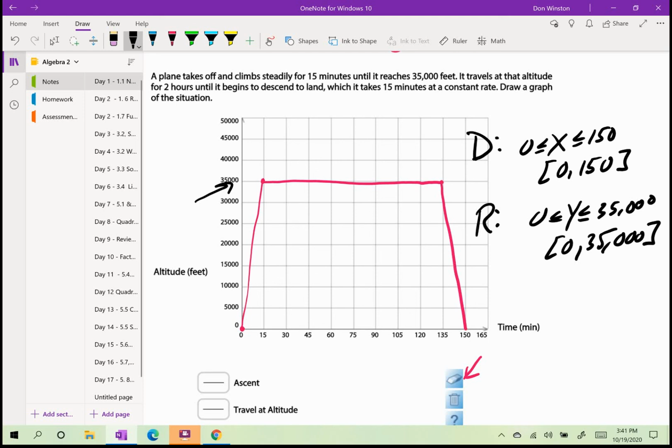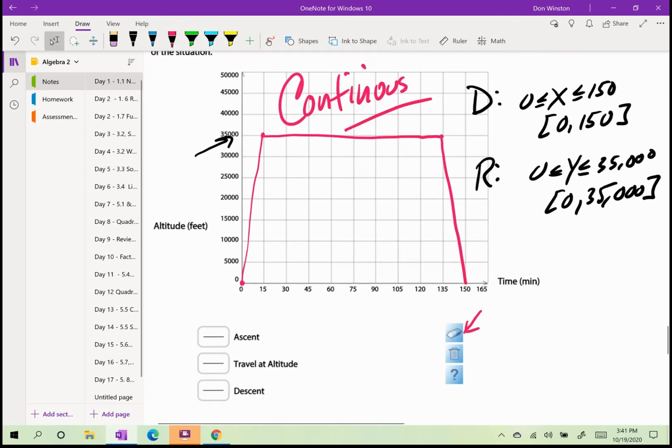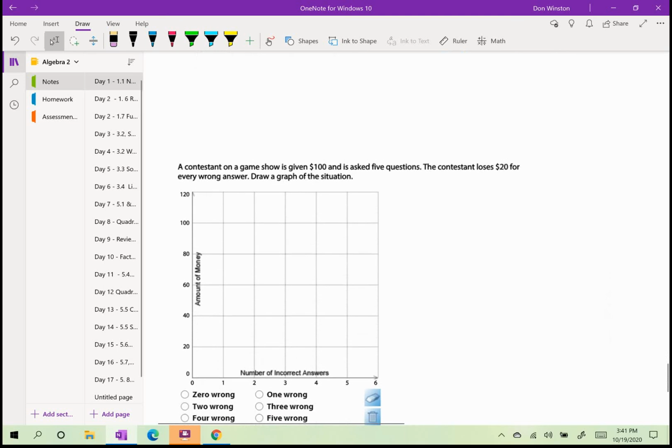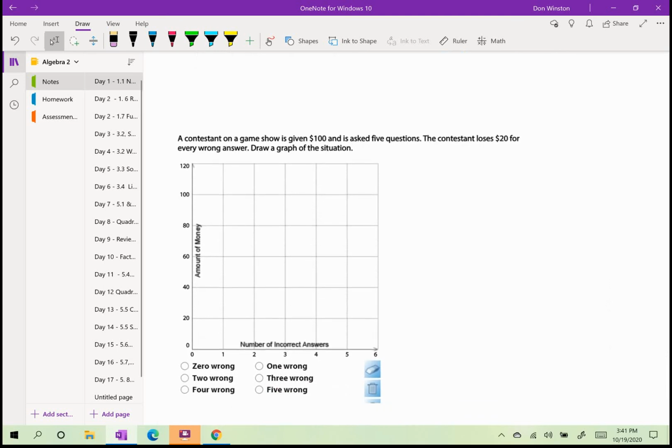And this is a continuous graph, right? Time is continuous. It's not discrete. This is a continuous graph. And then let's look at the last example here. Let's say a contestant on a game show is given $100 and asked 5 questions. The contestant loses $20 for every wrong answer. Draw a graph of the situation.